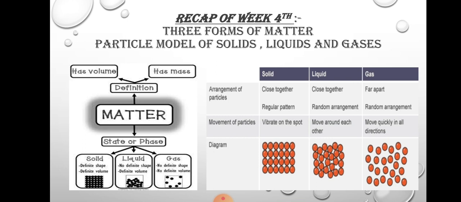In the previous week, you learned about particles and matter. Particles are tiny bits of matter, and there are three states of matter: solid, liquid and gas. Solids have definite shape and volume. Liquids don't have definite shape but have definite volume. Gases don't have definite shape or volume.